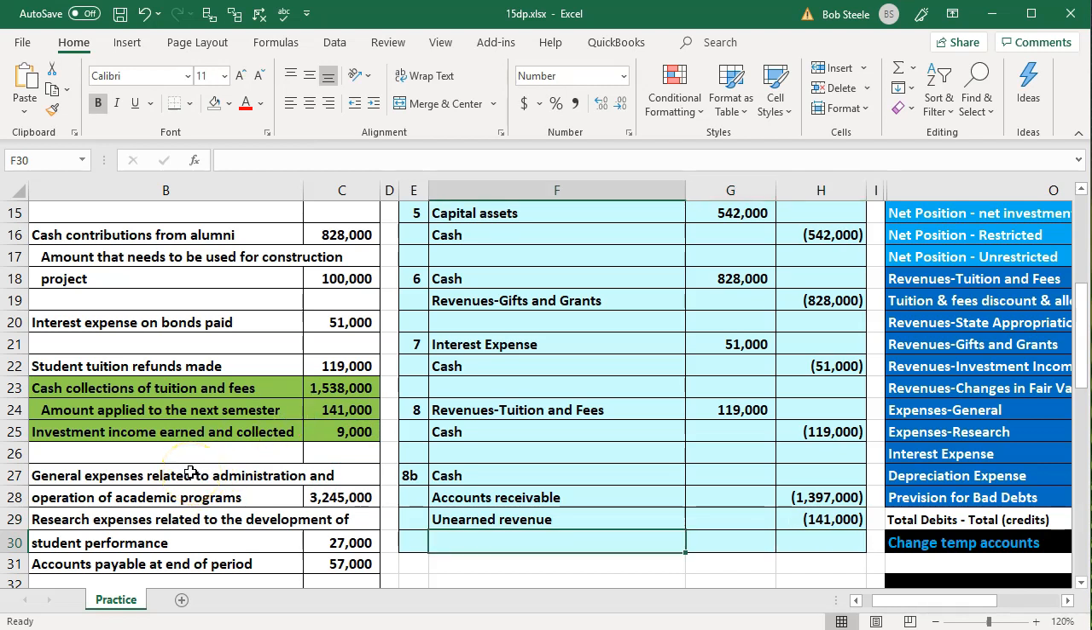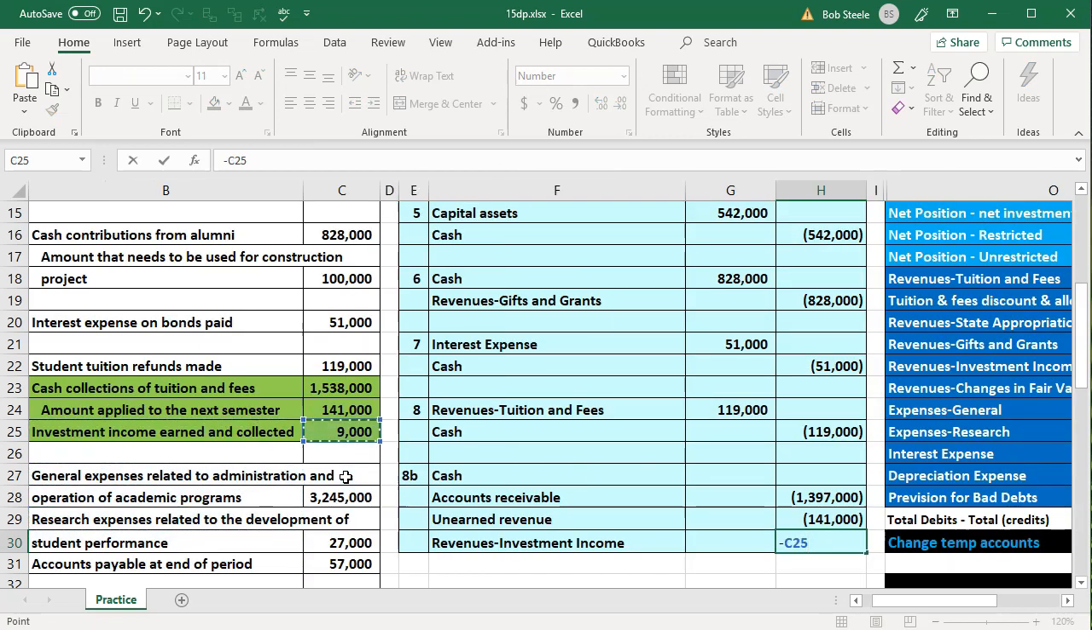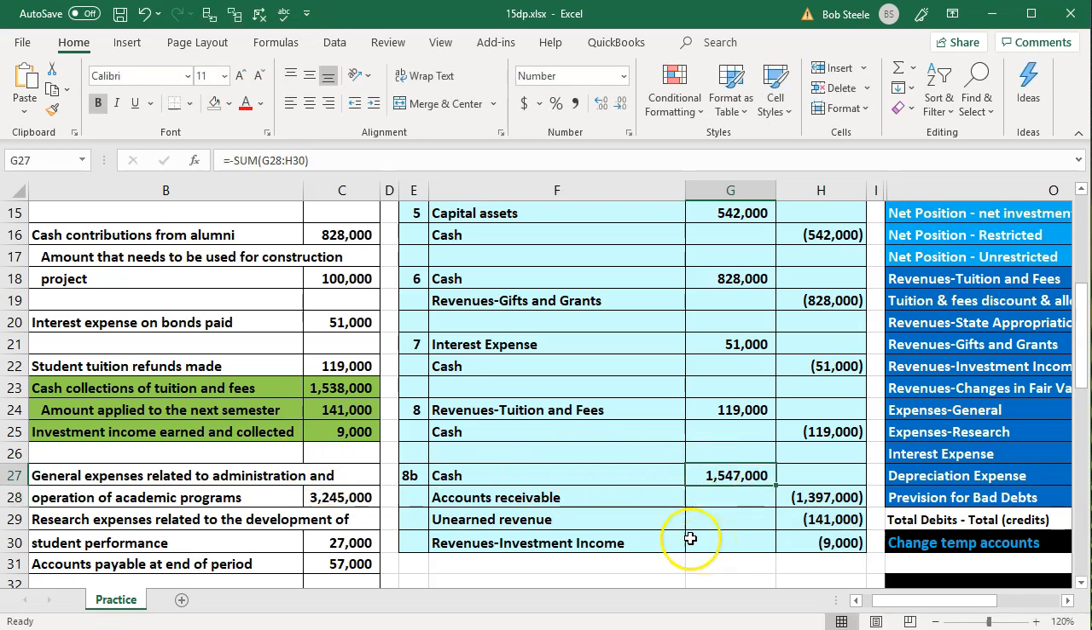And then we're going to record also the investment income earned and collected, which is going to be this 9,000. So that's going to be revenue from the investments equal to the investment income earned. It's going to be a revenue account, revenue investment income, and we're going to say negative of that 9,000. And then now we'll use the cash account as the plug formula using our trusty negative sum formula to sum this up. And there is that, $1,547,547.